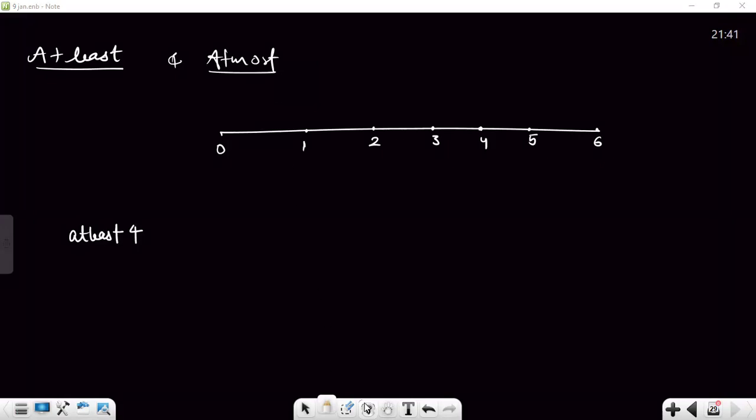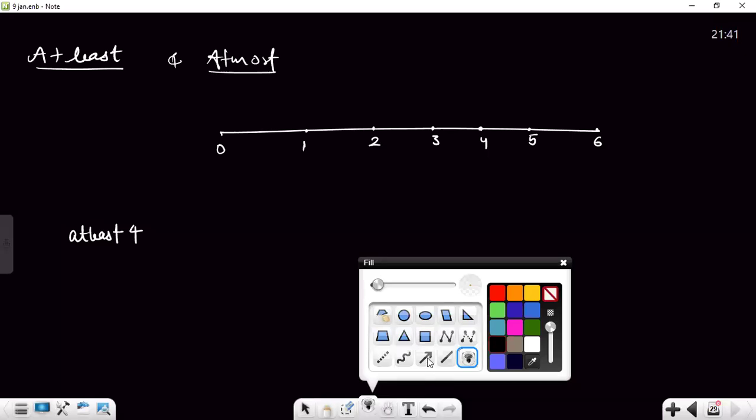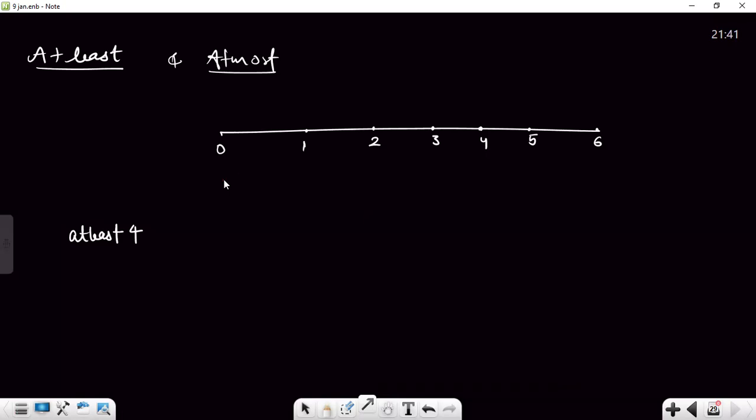Come on, try. There's no problem if you give wrong answers. At least 4 means we'll start from the very basic, from the ground, from the 0, and we can go till 4. No, that's wrong. At least 4 means at the minimum it can be 4 or greater than 4. That is at least 4.